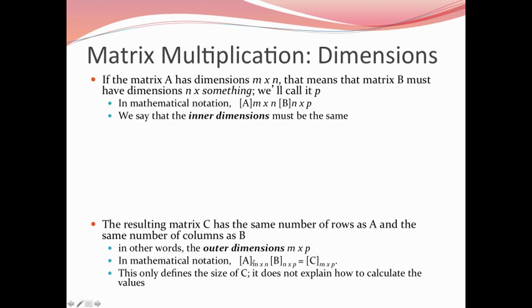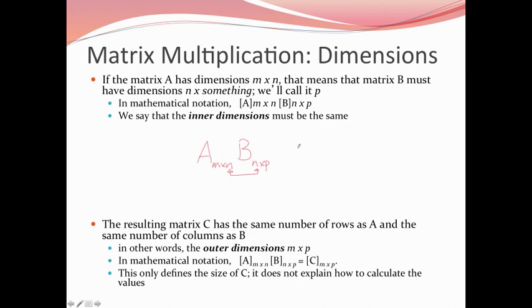So let's repeat this. If A has dimensions m by n, so I'm going to write that in here, A is m by n, then matrix B has to be n by something. We'll call it P. So again, we say that the inner dimensions agree. So the number of columns of A and the number of rows of B. So that's what you have to have for the dimensions in order to be able to multiply these together.